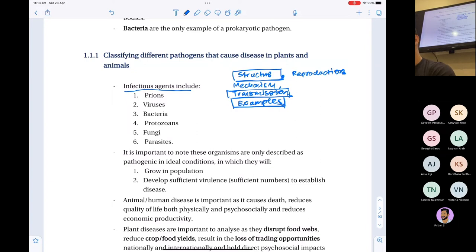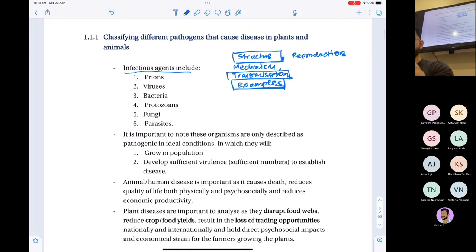Good. Let's start with prions. So I'm going to point at one of you. You need to tell me structure, and then transmission, and then examples. One person does one part. Okay, Martin, what's the structure of a prion? What does it look like? Priya, what does a prion look like?